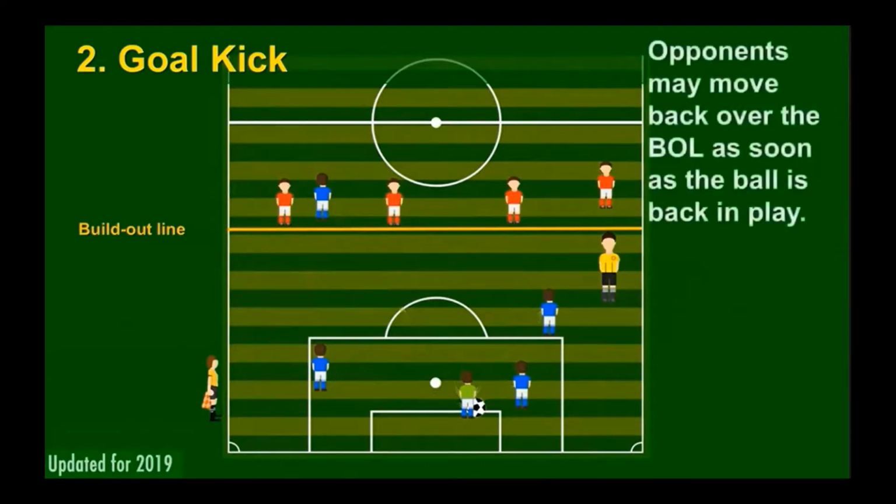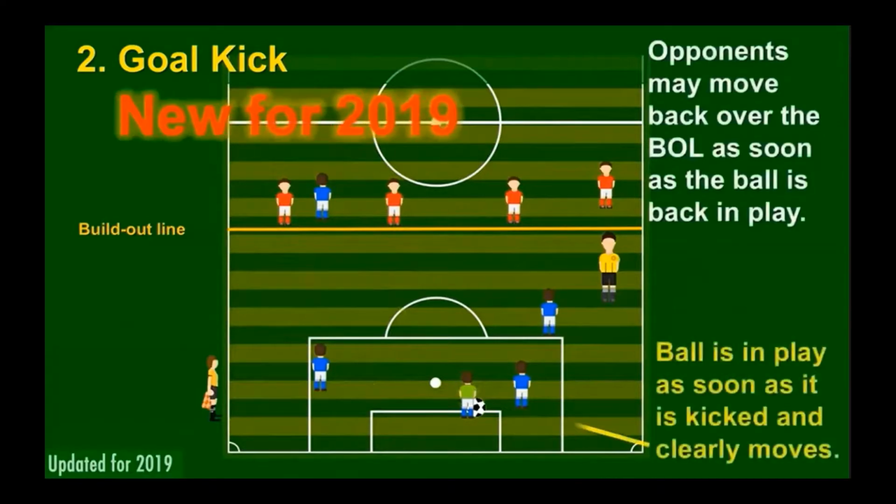The opponents may only cross back over the build-out line once the ball is back in play. The ball is back in play when it is kicked and clearly moves. Note, this is new for 2019.